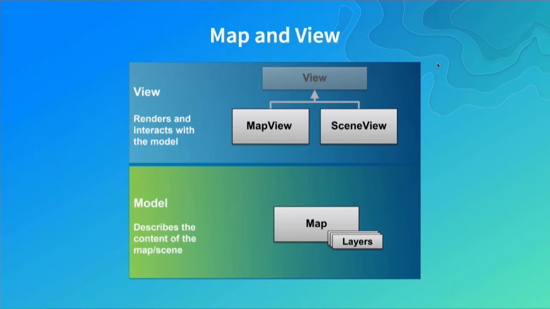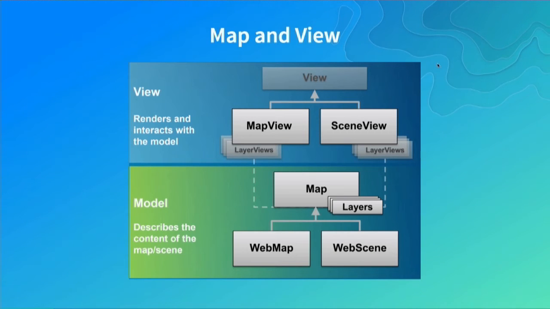If you think about it in this little chart diagram we have here, the views are going to pull information from the model, which is the map, and get all the data that needs to be able to draw things. And it's interesting to note that every layer that's part of the map also gets its own layer view. So the view really is a manager of layer views in this context. Each layer gets a layer view.